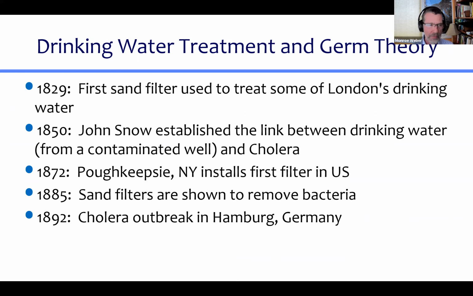In 1850, John Snow established the link between drinking water from a contaminated well and cholera. There's the famous case where John Snow did a little bit of epidemiology, figured out who was getting sick and dying, and realized that they were mostly in this neighborhood. The thing they all had in common was drinking from this well, and he ended up removing the pump handle to take that well out of service. That was a really cool engineering act to prevent people from using a really contaminated water source, and that was also before germ theory was well understood.